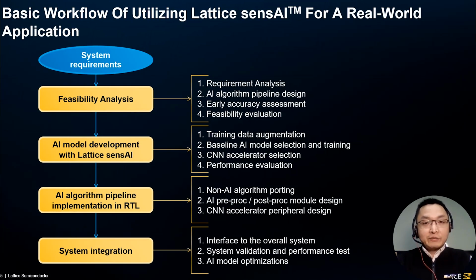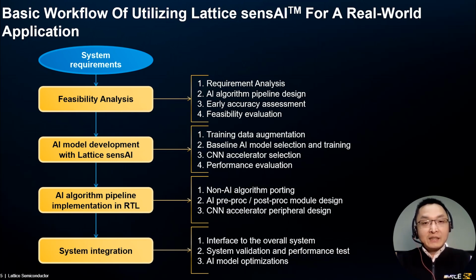Based on our practice for the real-world AI design, we summarized the basic workflow of designing with Lattice Sense AI toolchains. At the first step, after a new AI requirement is connected, we need to do some feasibility analysis first. At this stage, we analyze system requirements and then propose a customized AI algorithm pipeline. A CNN model will be part of this AI pipeline. Particularly, customers usually have some definitions about the algorithm accuracy from the system level requirements.